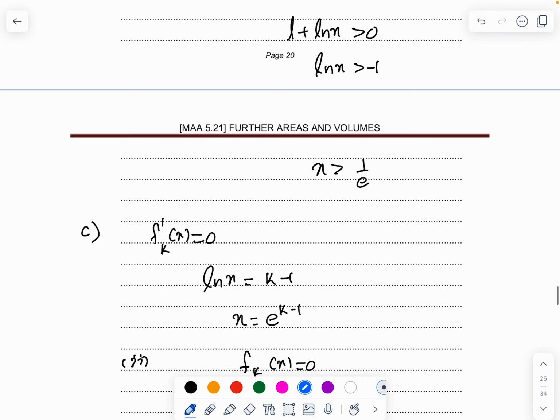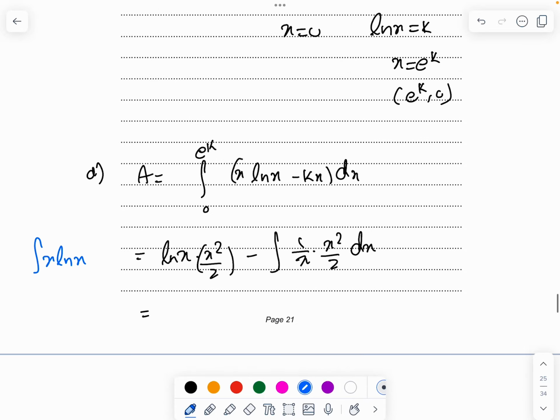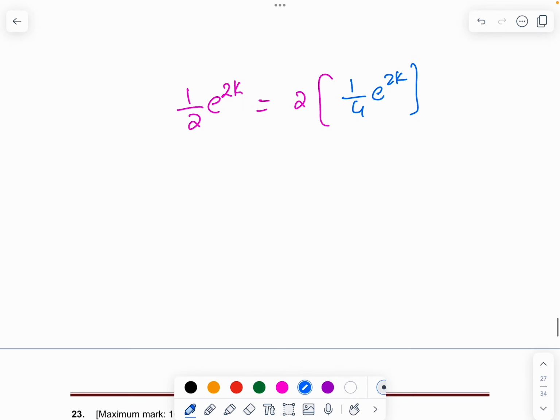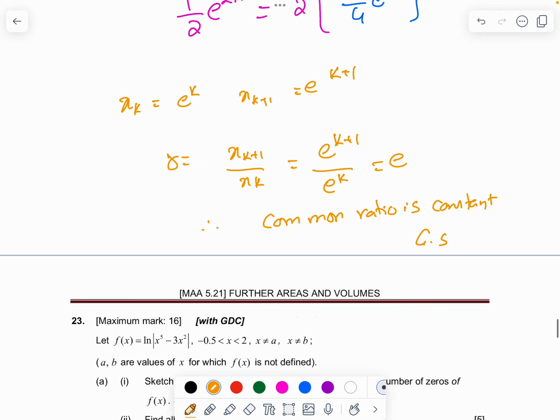And finally in part G, show that the x-intercepts form a geometric sequence. What were the x-intercepts? If at xk it was e to the power k, at xk plus 1 it was e to the power k plus 1. So common ratio equals xk plus 1 upon xk, which is e to the power k plus 1 upon e to the power k, which is e. So the common ratio is constant, and it is a geometric sequence.